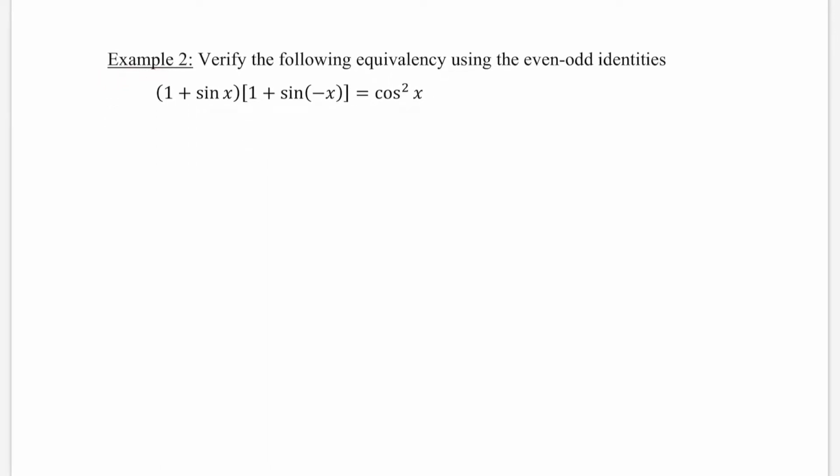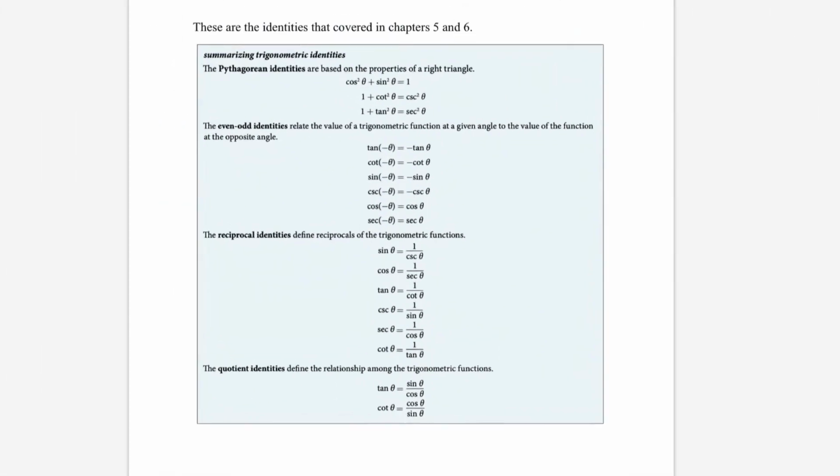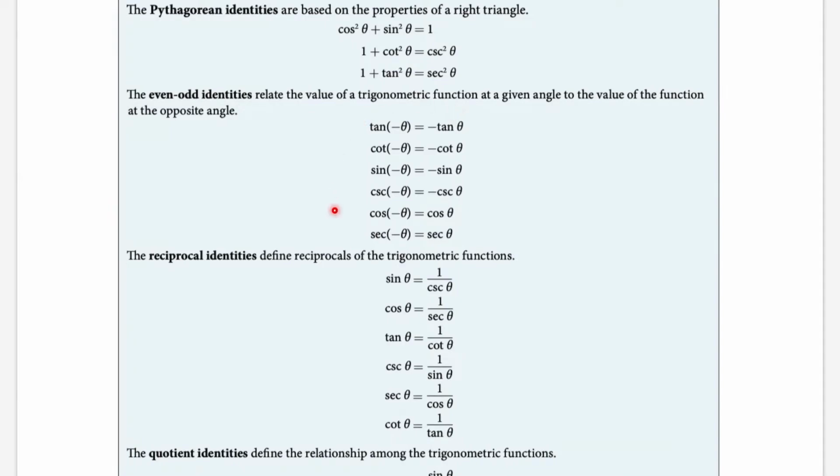Example 2. Verify the following equivalency using the even-odd identities. So in this example, they even tell you to use a certain identity, which is in this case the even or odd identity. So if you go back to the identity page, this is the even-odd identity. I have 6 different trig functions. Only 2 of them are even, which are cosine and secant.